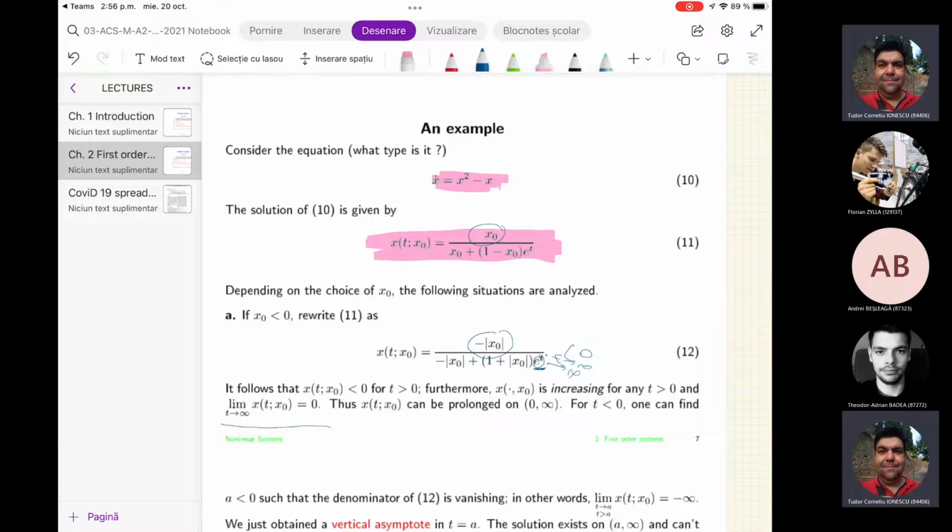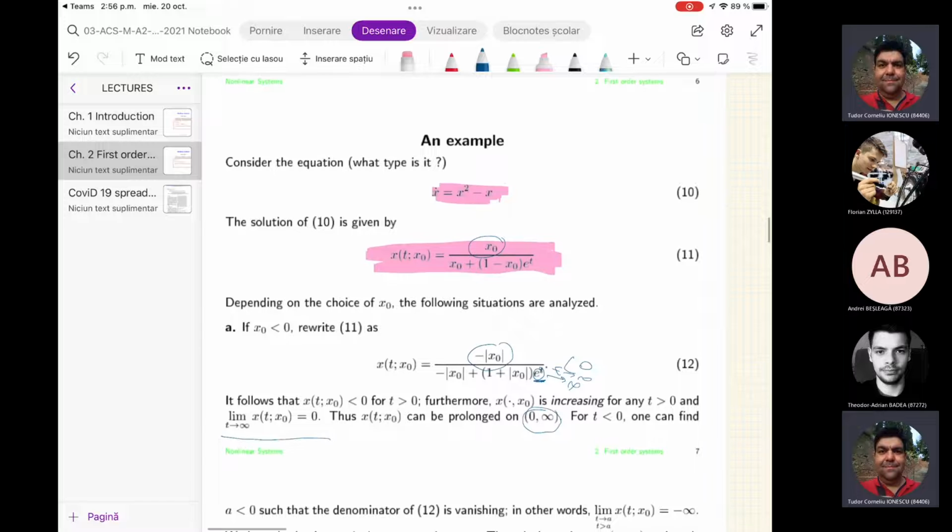There is no finite escape time here. You see, there is no finite escape time here. Okay, so this solution can be extended between 0 and infinity. So you can just continue the line from 0 to infinity. And taking a closer look, finally, this solution will go to 0.